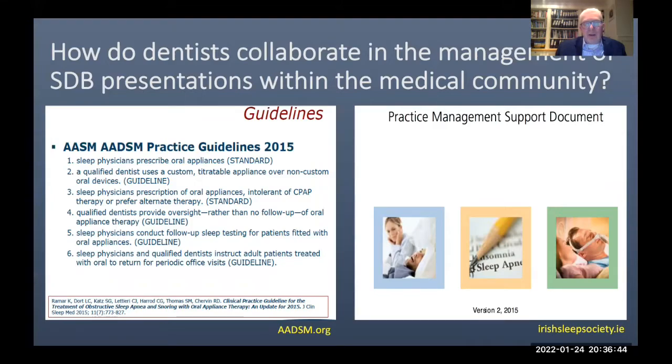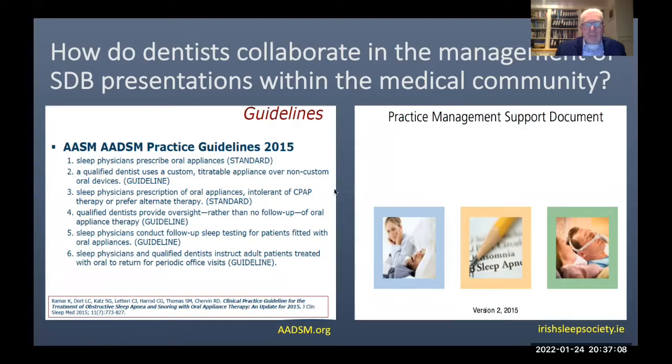It's the obligation of the sleep physician to carry out the follow-up sleep testing. That does not mean that dentists can't evaluate the accuracy of the titration or settings of their devices with sensors and other technology to better inform the physician of the optimization or other of the device setting.